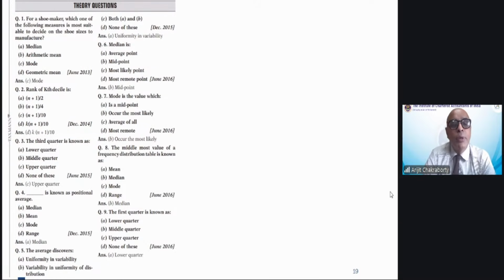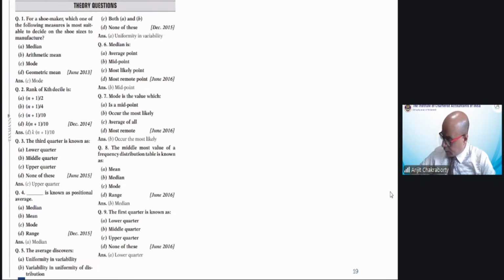Next, we have number 6, median is what? Median is obviously the midpoint. Option B, therefore, is the right answer. Number 7, mode is the value which is what? Mode is the value which occurs most frequently. So option B. Question number 8, the middlemost value of a frequency distribution is known as what? Yes, now I'm sure all of you are clear, it's median.